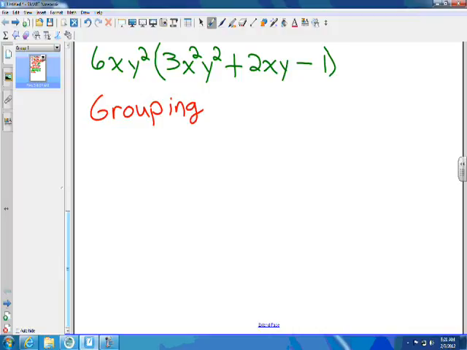So grouping is new today. It's really not difficult, but it is new. How many terms are involved in grouping? 4 or more, and most of the time, especially in this section anyway, it's going to be 4. So we have a to the 3rd minus 4a squared plus 3a minus 12.